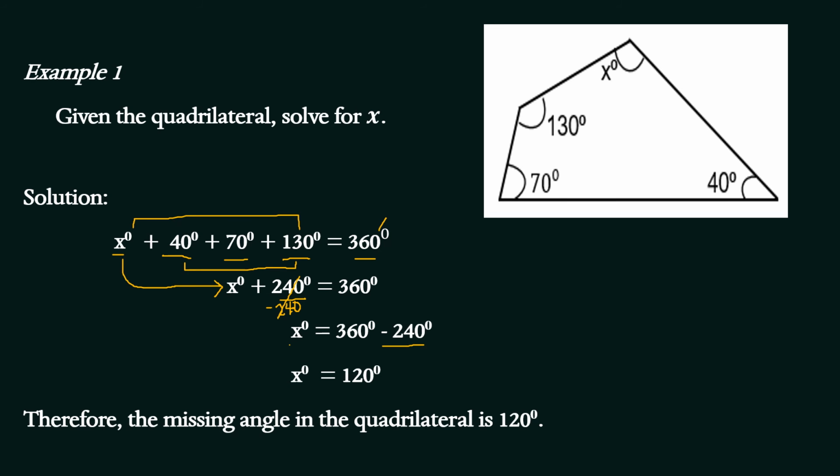Kaya natira na lang sa left ay x equals 360 minus 240. Then, you have to subtract. 360 minus 240 is 120. So, ito yung ating sagot sa x. Okay? So, ito ay 120 degrees. So, kung gusto mong i-check yung iyong answer, ipag-add mo lang sila. 130 plus 120 plus 40 plus 70, dapat 360 siya.